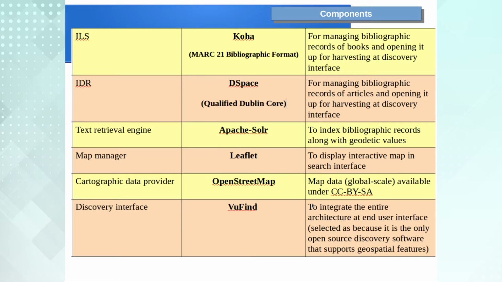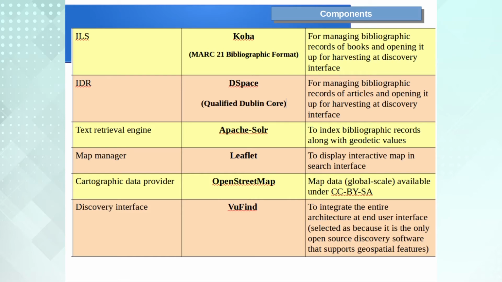So, what components are we using to develop this prototype as a proof of concept of geodetic search enhancement in library OPAC? For the ILS we are using Koha, an open source software which supports the MARC 21 bibliographic format. For the digital library system, we are using DSpace, another big open source project from MIT. Here we are utilizing qualified Dublin Core with DC.coverage. In the case of MARC 21, as I said, we are using the 034 tag. The text retrieval engine is a very sophisticated, open source one. Lots of global services are using this Apache Solr.